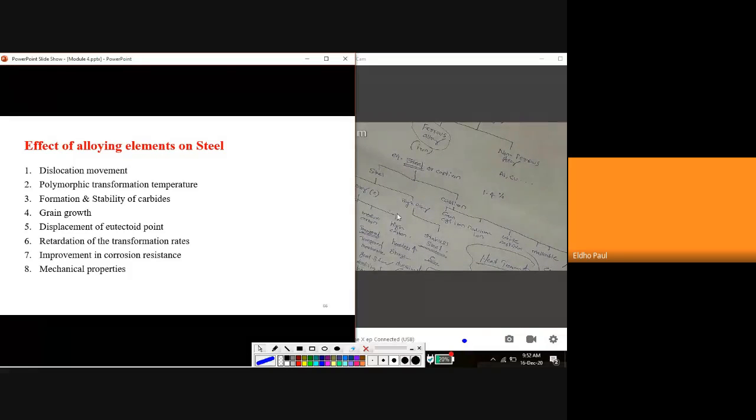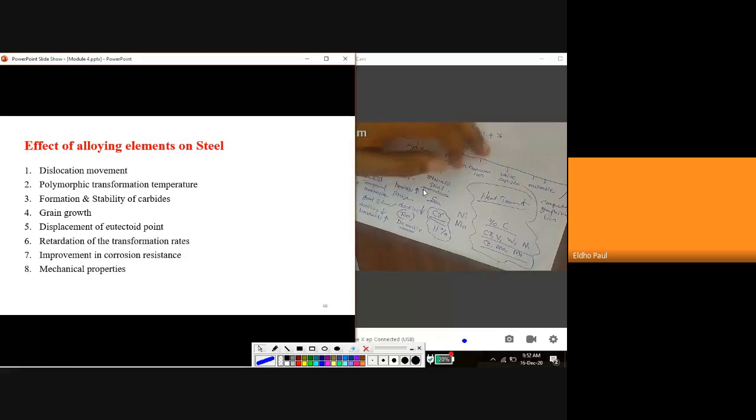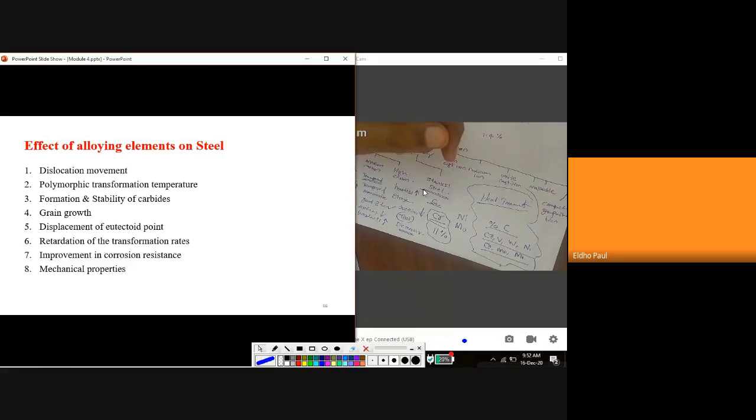So carbon is an interstitial alloy. So by adding carbon into the iron, how is the strength improved? Other than carbon, we have different such elements like chromium, vanadium, tungsten, nickel, cobalt, manganese, molybdenum. There are a number of alloy elements that are added into the iron to improve the properties. So what are the effects of such alloy elements on the steel?